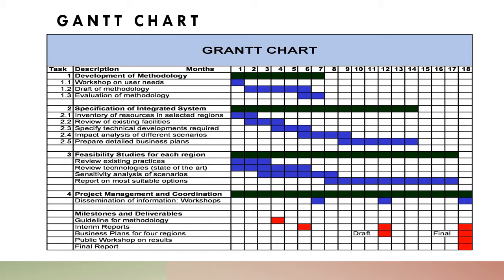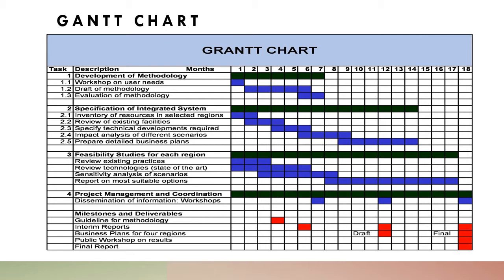Then impact analysis of different scenarios. On days 6, 7, 8, 9 we will perform this task. Then prepare detailed business plan, like on days 9, 10, 11, 12, 13 and 14 we will perform this particular task. Then feasibility studies for each region. This task will be performed from day 1 to day 17.